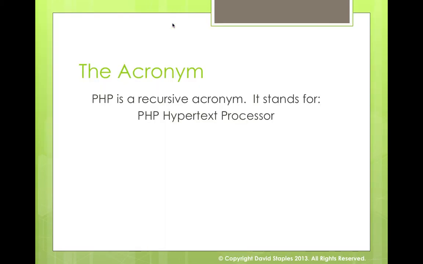So to start off with, PHP is what we call a recursive acronym. It actually stands for PHP Hypertext Processor. So essentially, it just repeats the acronym as part of the definition. What the first PHP actually stands for within PHP Hypertext Processor, there's really no telling as far as I've heard, so your guess is as good as mine.